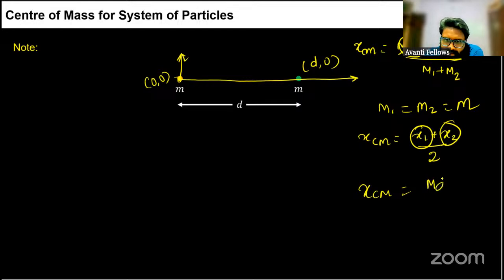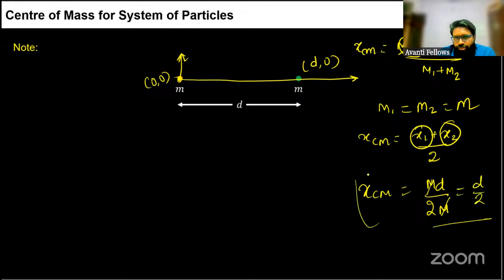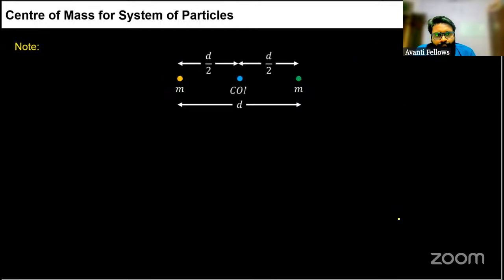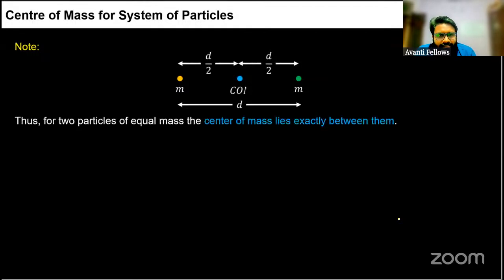D divided by 2M. M1 plus M2 is 2M. M and M will cancel out. D by 2. So the center of mass of two same particles lies in between the particles. ठीक है ना? D by 2 is the center of mass, say distance. So for two particles, center of mass lies exactly between them.